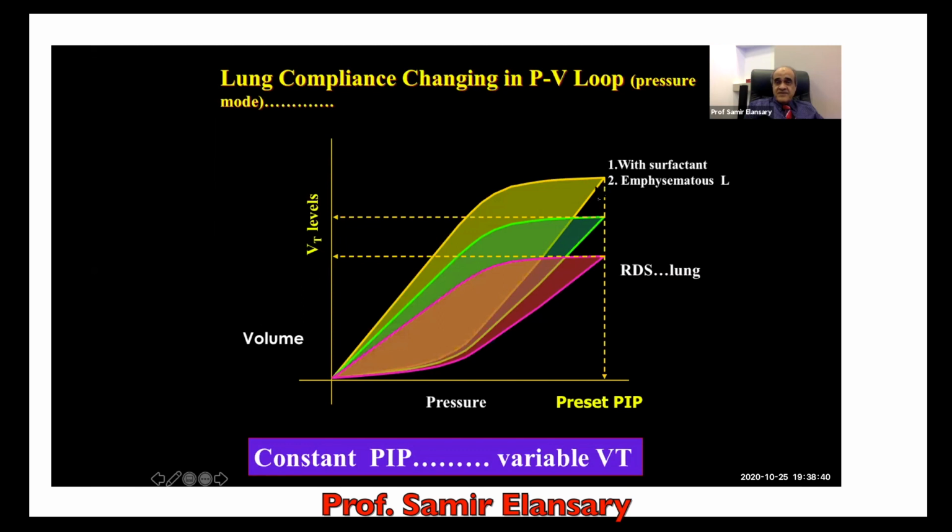With surfactant, as we see, the pressure here is the same, but the volume is increased. Inspiration, expiration, the volume becomes larger, reflecting the good effect of surfactant. And also in emphysematous patients, we can see this picture. This is a volume pressure loop.